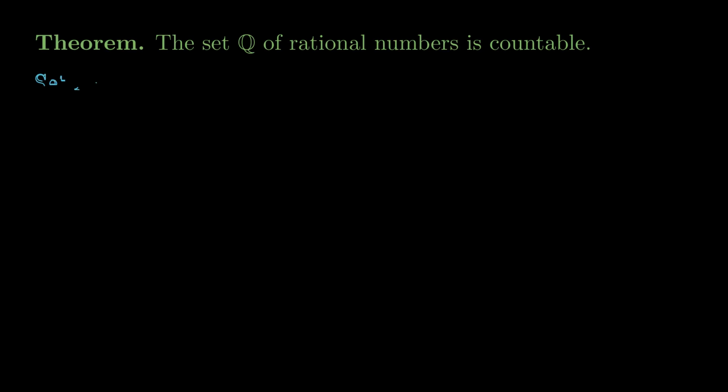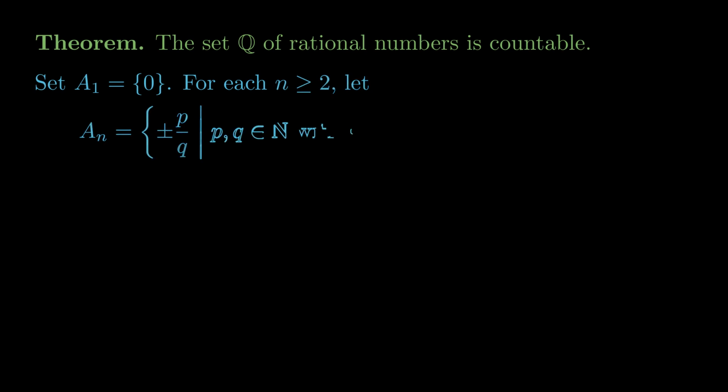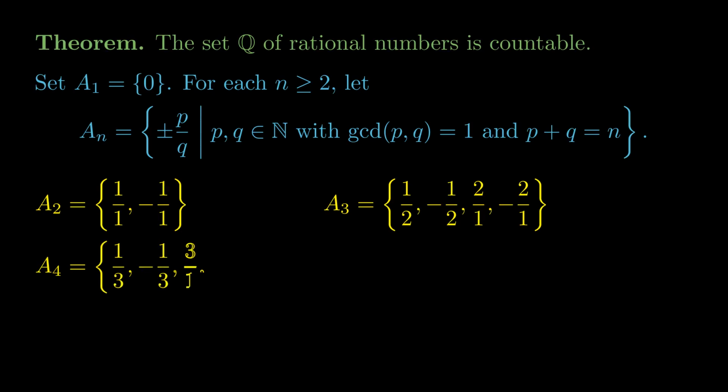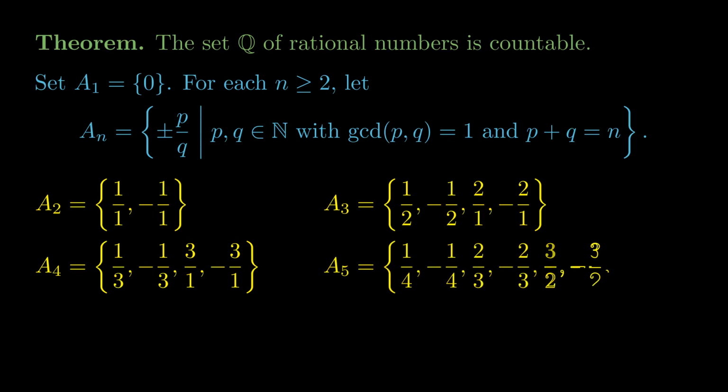Let's set A1 to be the set containing 0, and then for each n greater than or equal to 2, let's let An be the set of all plus or minus p over q, where p and q are natural numbers in lowest terms, meaning they have no common factor, with p plus q equal to n. We can list out the first several of these sets. A2 contains 1 over 1 and negative 1 over 1. A3: 1 over 2, negative 1 over 2, 2 over 1, negative 2 over 1. A4, A5, etc. And every rational number is going to show up in exactly one of these sets, and each of these sets is finite, because there's only finitely many ways for two numbers to add to n.